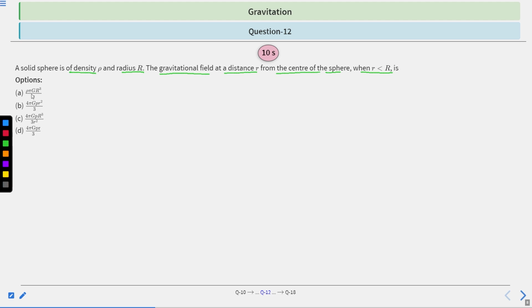Option A is rho pi g R cube divided by r. Option B, 4 pi g rho R square divided by 3. Option C, 4 pi g rho R cube divided by 3 r square. And option D, 4 pi g rho r divided by 3. Which one is correct? You have 10 seconds to solve this question. After 10 seconds, we will provide the solution. Clear?